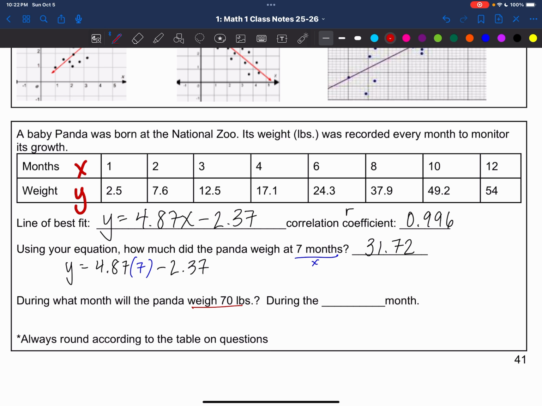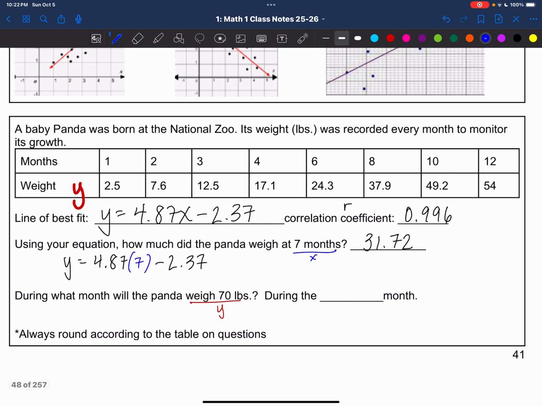Well, weight is your Y. I'm going to go back here and change my colors because you guys know I love to have pretty colors that coordinate with everything. Okay, we're back on track. So now we want to know what month will the panda weigh 70 pounds. So we're going to do the same equation, but this time 70 is our Y. And then we're going to enter in all the other information.